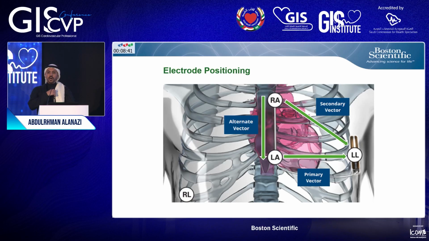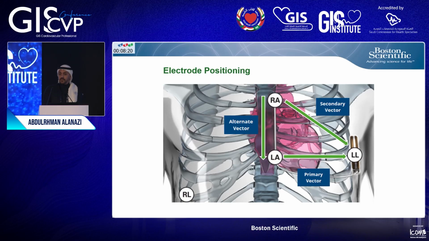We have to place our right arm electrode there. Then the left arm just in the fifth intercostal space, and the right leg on the other side opposite to it. So we have in the SICD 3 vectors for sensing and detection.